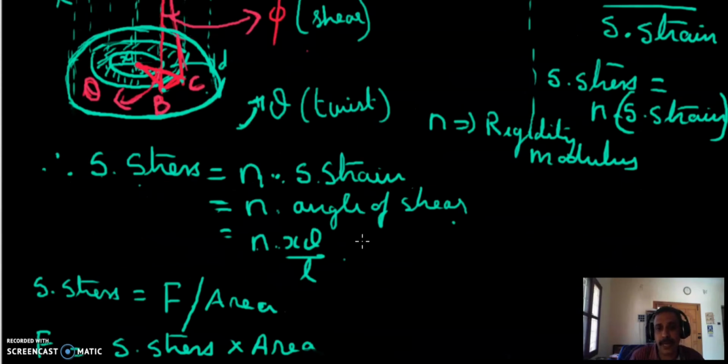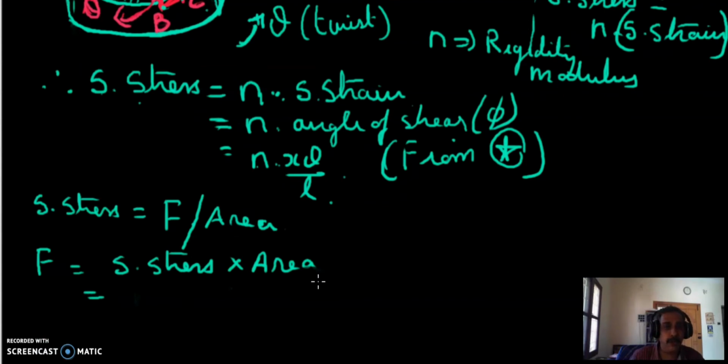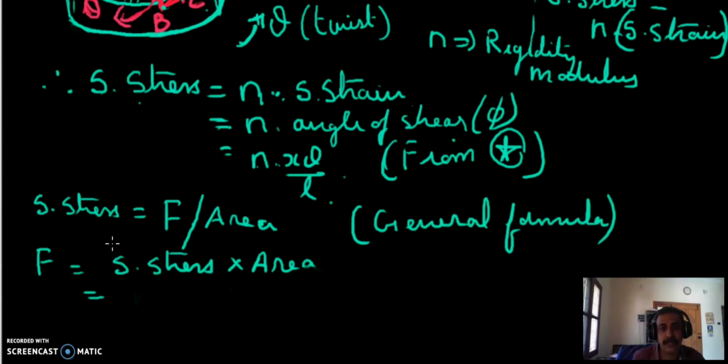From equation star, instead of the angle of shear phi, we can write x theta by L. So shearing stress is equal to N into x theta by L. We know that shearing stress is nothing but force applied per unit area. The general formula is stress is equal to force by area. Therefore, force is equal to shearing stress into area. We know the shearing stress.